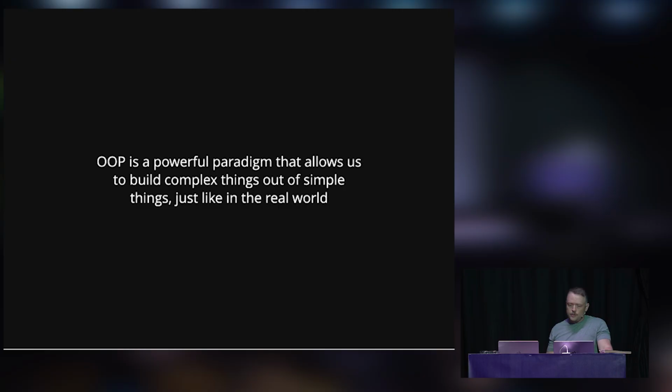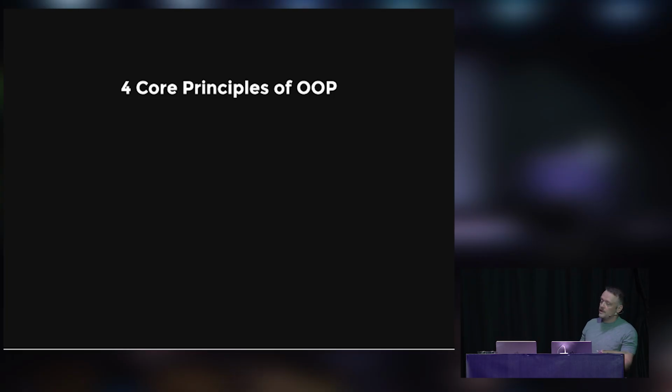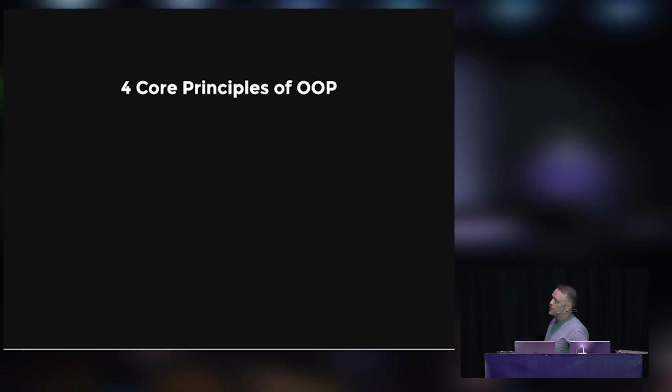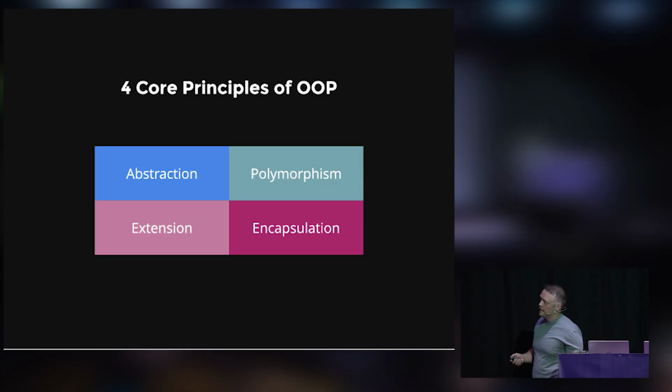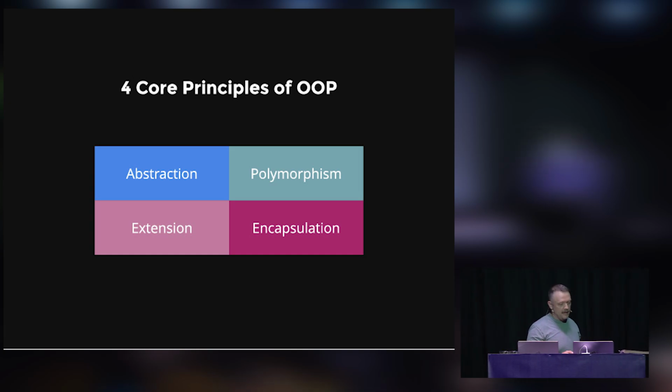So over the years, we've developed principles to help us manage complexity, and we call these the 4 core principles of object-oriented programming. So these are abstraction, polymorphism, extension, and encapsulation. And I'll spend a bit of time describing these.